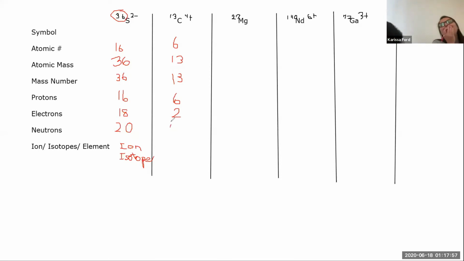7. Okay. Now what is this? An ion and an isotope. It's an ion and an isotope.